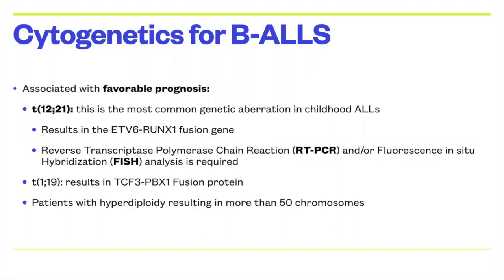Now, part of the diagnosis, like I said, is cytogenetics. In this particular case, to detect this translocation, the patient needs to undergo an RT-PCR or a FISH analysis. Another chromosomal aberration that might be associated with B-ALLs, which has a good prognosis, is translocation 1;19, not as common. Or patients who present with hyperdiploidy, which results in more than 50 chromosomes, and can actually present up to 65 chromosomes. These tend to have a good prognosis when diagnosed.